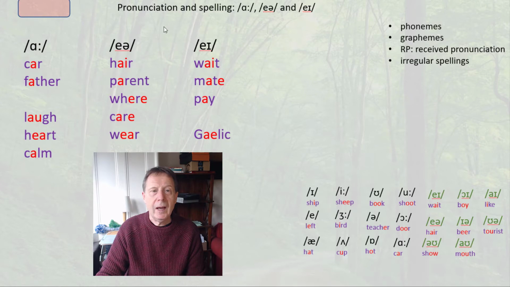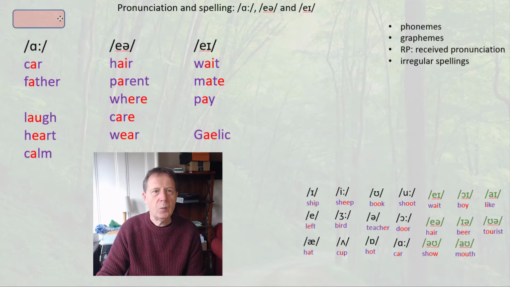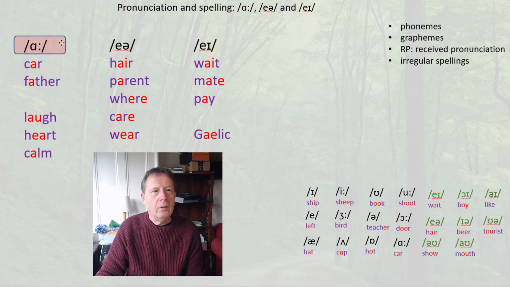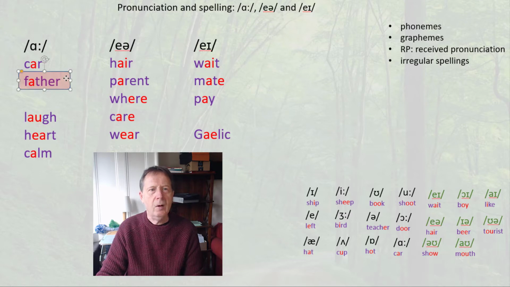So let's look at these three sounds. The first one is A. The next one is E. And the next one is A. These are called the phonemes. A, E, A. So, the normal spelling for this sound A is the letter A, as in car, or father, or bar, or far.